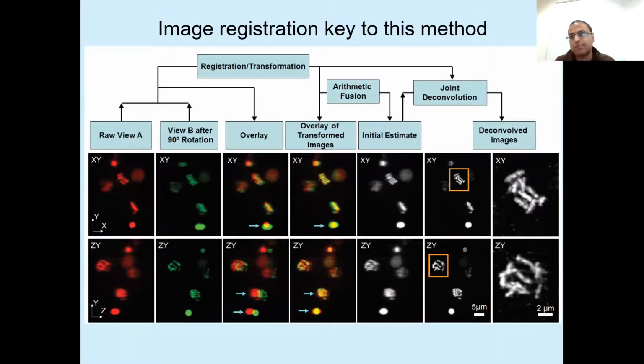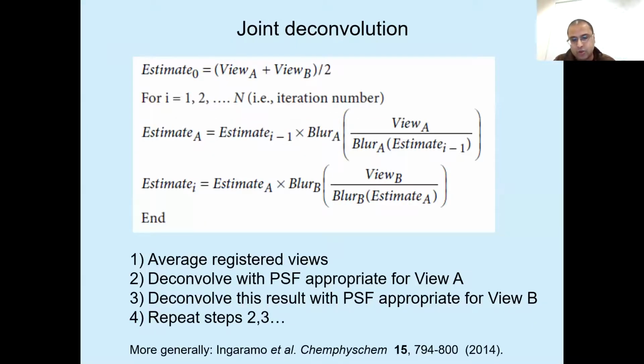And how does that second part work? How does that joint deconvolution work? Well, it's using a method called Richardson-Lucy deconvolution, which I'll talk more about in the research part of my talk. But in words, the basic idea is that you use an averaged view as a guess. You take these 2 registered views, you average them. You then take that average and you first deconvolve with the point spread function appropriate for the first view. You take the resulting estimate of the sample, you then deconvolve that with the point spread function appropriate for the second view.